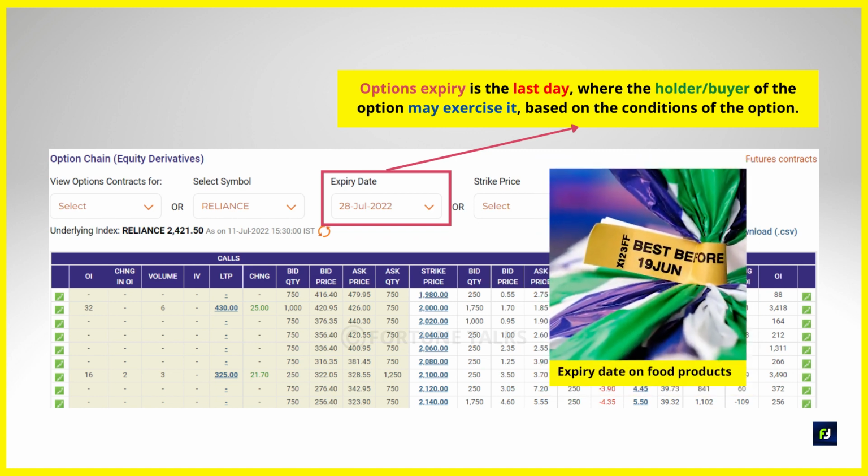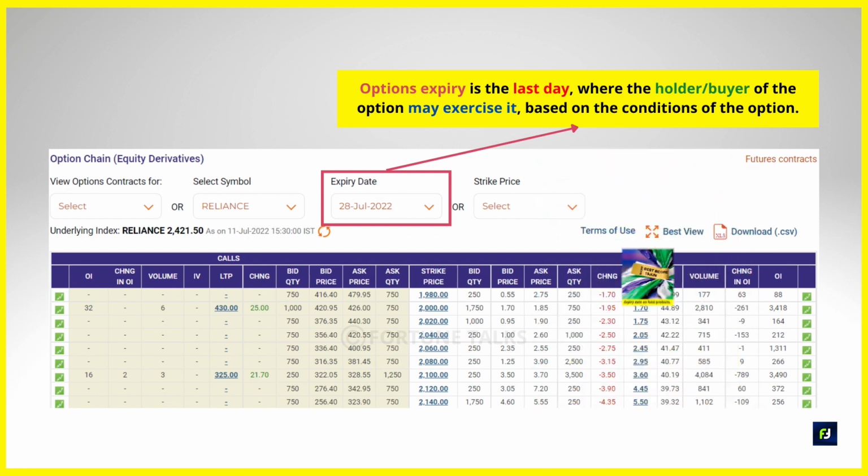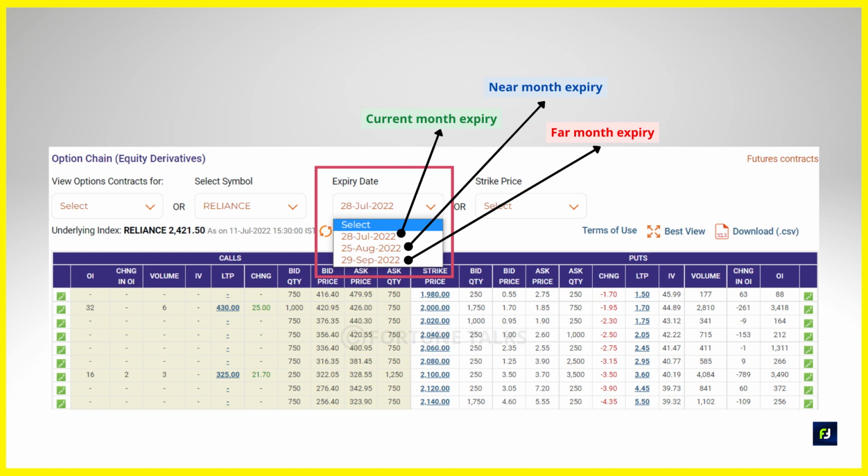Similar to a food product that has an expiry date, which is the last day till which it can be consumed safely and after which it has to be scrapped, an option contract has a far month, near month and current month expiry. Here you can see 3 different option contracts which expire in 3 different months, and all of them expire on the last Thursday of every month.